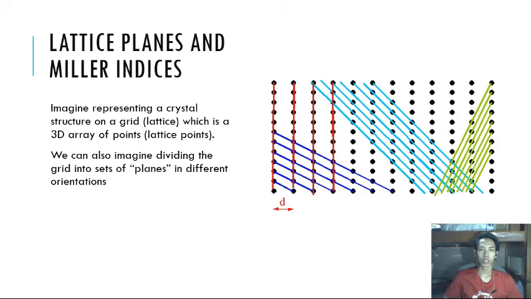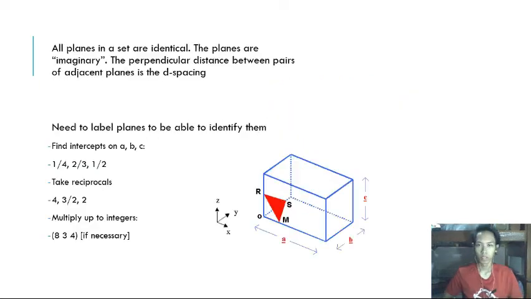Now we get into the lattice plane and Miller indices. We will be representing a crystal structure on a grid, which is a lattice, a 3D array of points that become the lattice points. We can also imagine dividing the grid into a set of planes in different orientations. All the planes in the set are identical. The planes are imaginary, and the perpendicular distance between pairs of adjacent planes is the d-spacing.